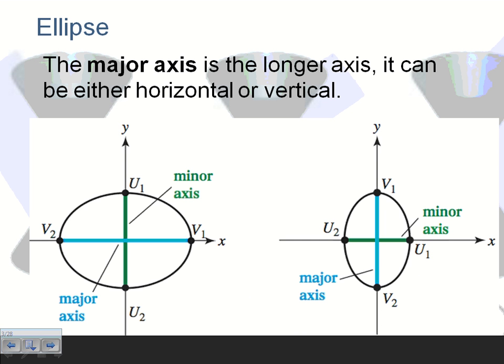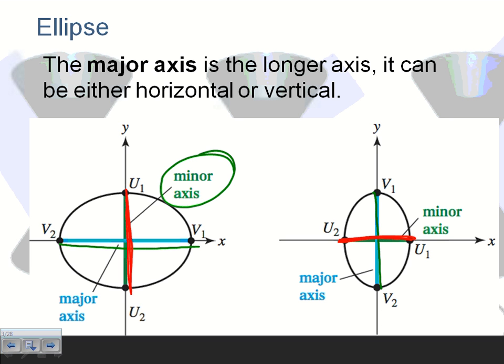So, the major axis is the longer axis. And it can be either horizontal or vertical. We can either have a long distance here, or we can have the longer distance here, but the major axis is the longest distance. The minor axis, going to be shown in red here, is the shorter distance, or the shorter thickness, if you will, just to make it a little bit easier.